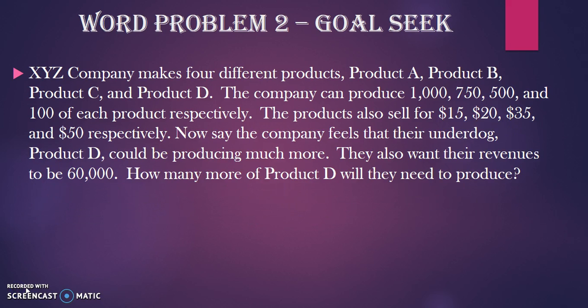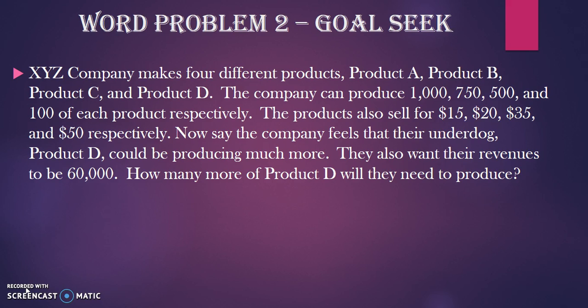Let us take another word problem. XYZ company makes 4 different products, product A, product B, C and D. The company can produce 1,000, 750, 500 and 100 of each product respectively. The products also sell for $50, $20, $35 and $50 respectively. Now say the company feels that their underdog product D could be producing much more. They also want their revenues to be 60,000. How many more of product D will they need to produce?